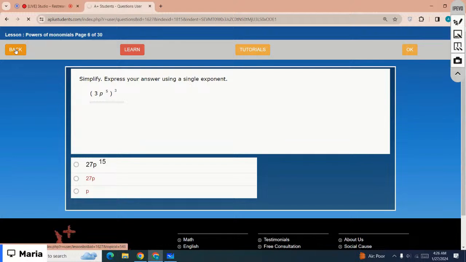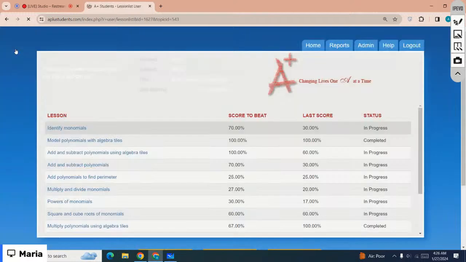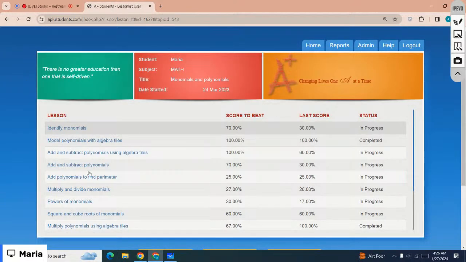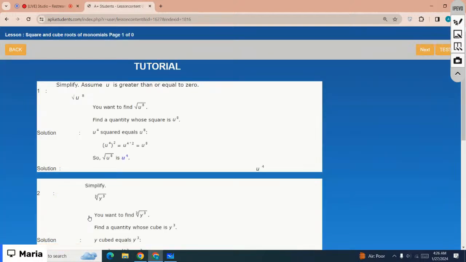Let me just move on to the next lesson, and the next lesson is powers of square and cube roots of monomials. Okay, simplify. Assume u is greater than or equal to 0, right?